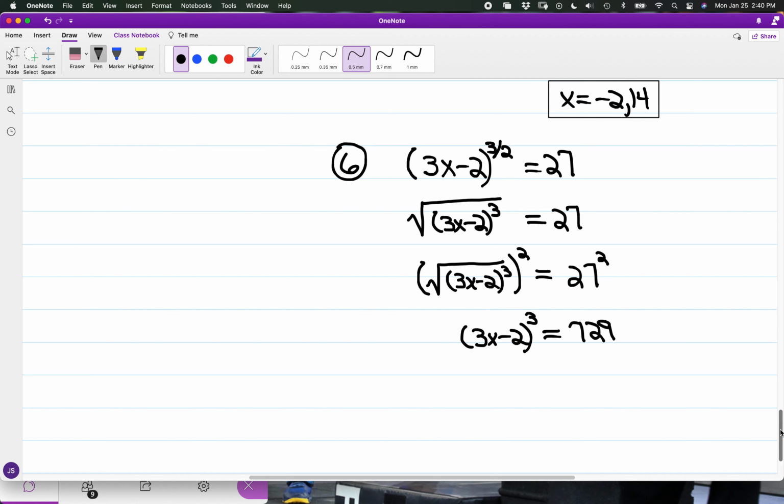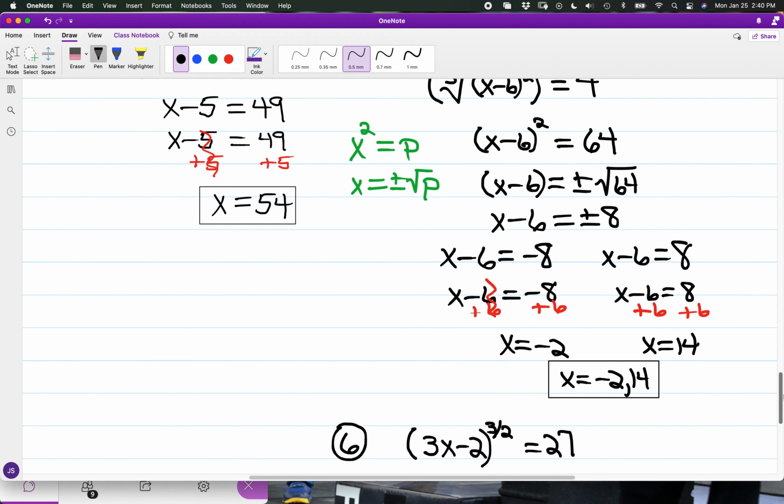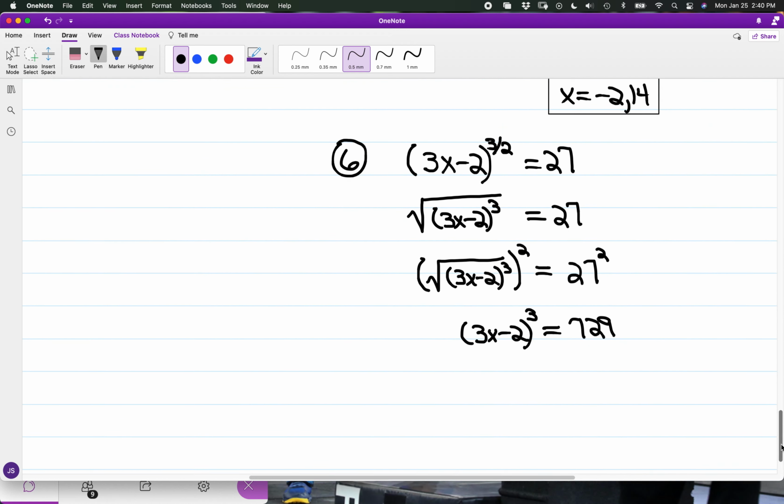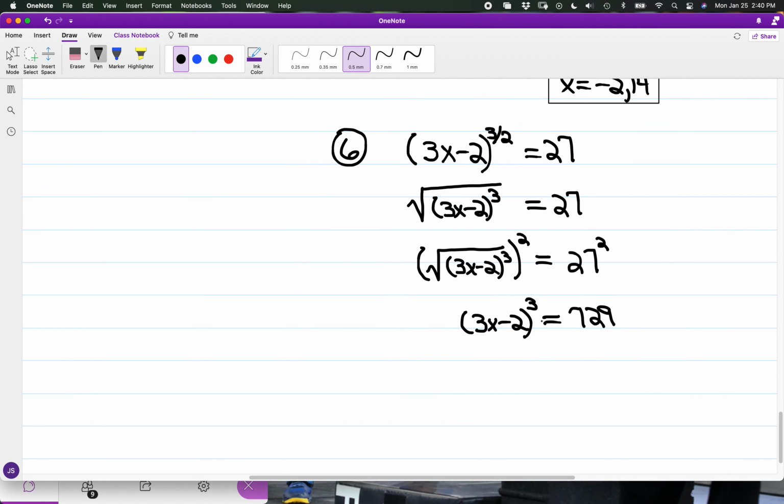Now if you notice, we had used the square root property of equality, but that's when we had the square of the binomial. But now that I have the cube of a binomial, instead of using the square root property of equality, I'm just going to take the cubic root of both sides.